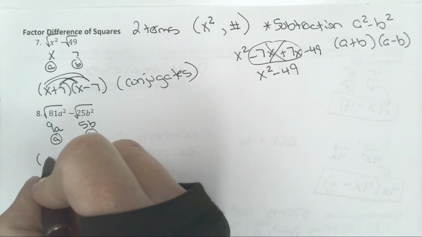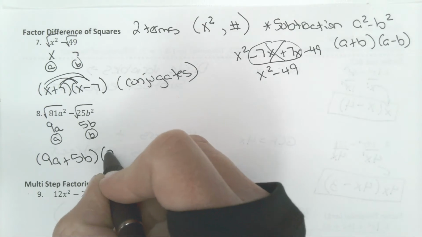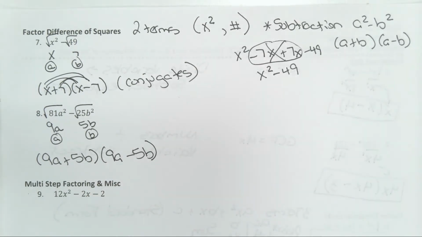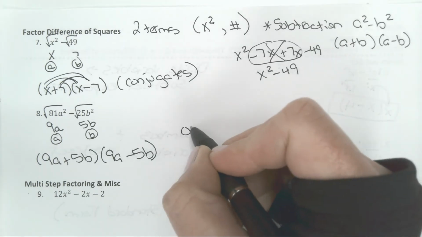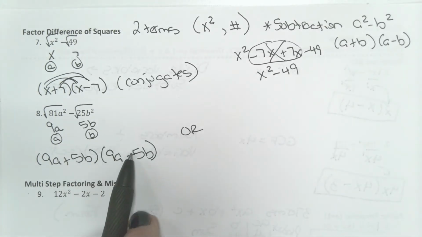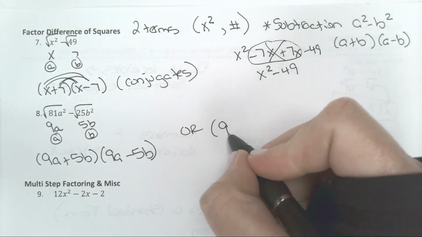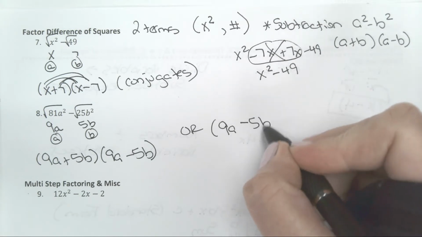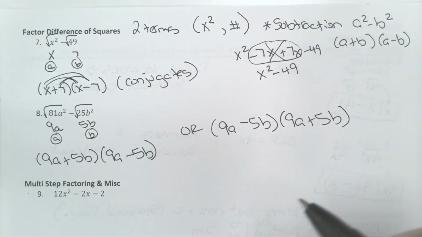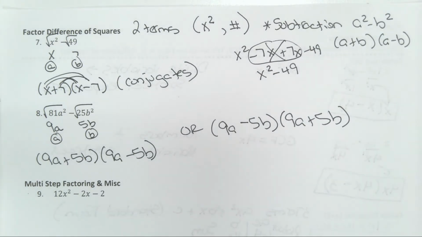So this factors down as 9a plus 5b, 9a minus 5b. I always put the plus first and I put the minus second, mainly because it's a personal preference. If you wrote 9a minus 5b and 9a plus 5b, that would be okay as well, as long as one's a plus, one's a minus.